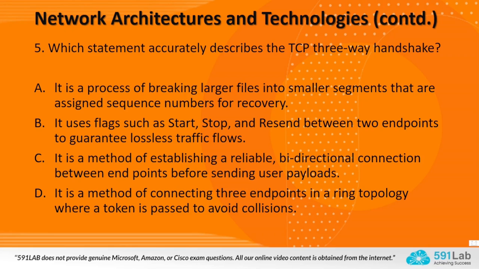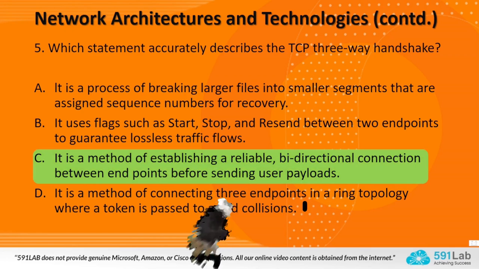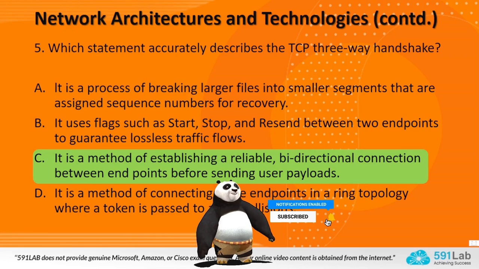Option D. It is a method of connecting three endpoints in a ring topology where a token is passed to avoid collisions. No, this is not correct because the question is related to the TCP three-way handshake. So option D is not correct. So the correct answer is option C. Let's move on to the next question.